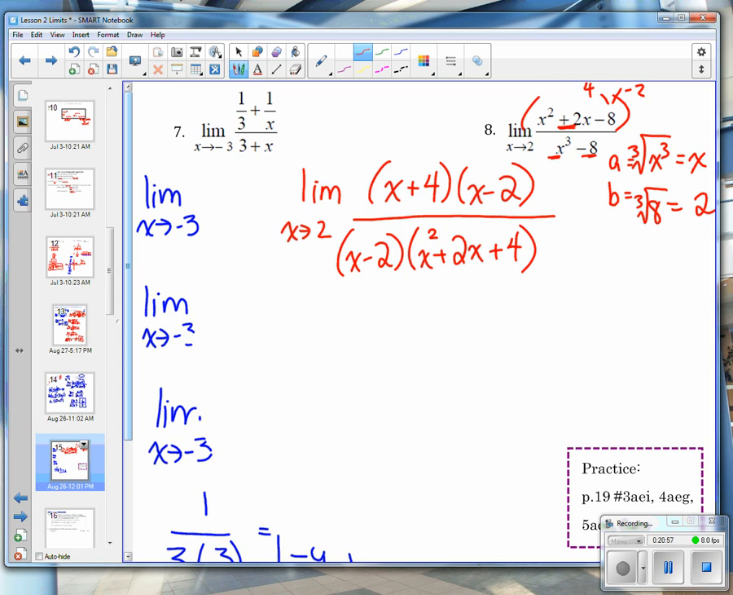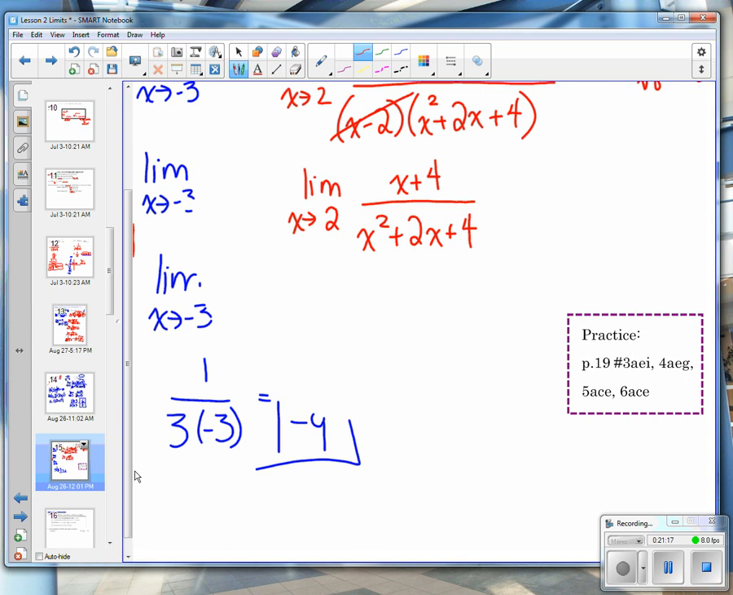Now this is always good. It's my favorite part of math. Woohoo! They cancel out. So I've got limit as x approaches 2, x plus 4 over x squared plus 2x plus 4. Now in this case, you'll notice there's no more simplifying that can be done. I can't factor that denominator.